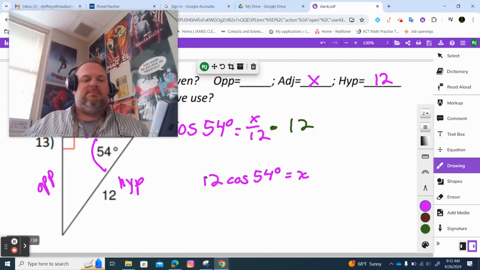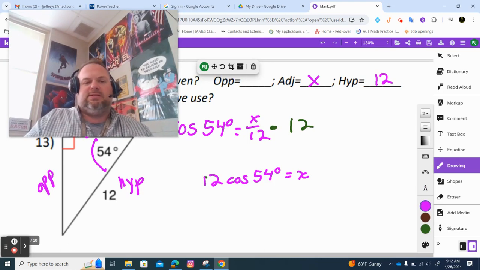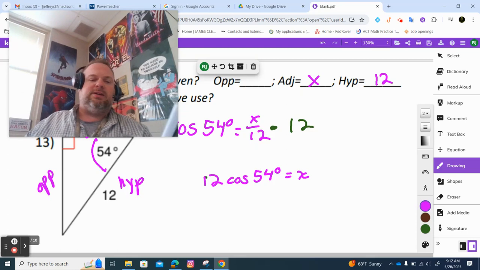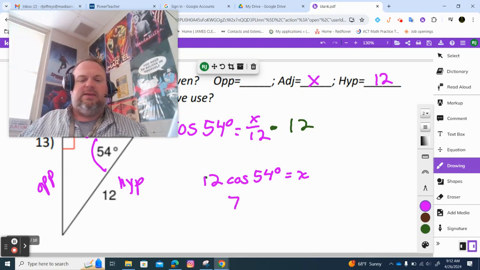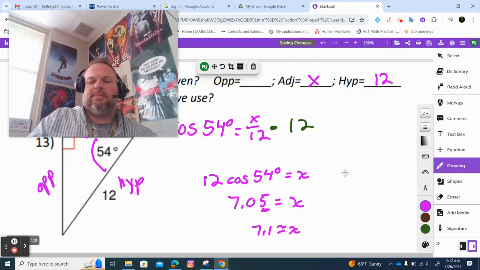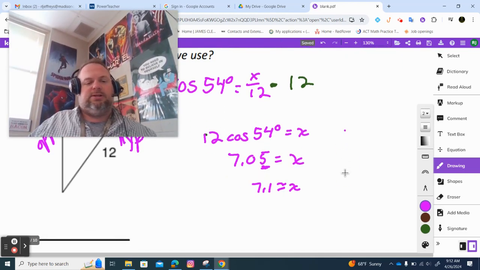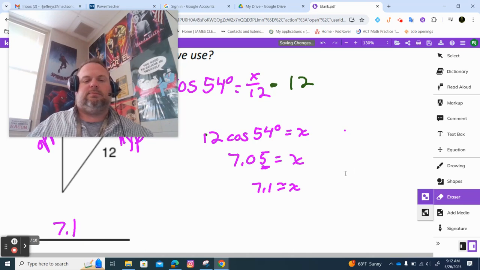And then I didn't say which way to round, so it doesn't say to round to the nearest tenth or anything, does it? Round to the nearest tenth. All right, so we get 7.05. Since this is 5 or higher, 7.1 is our x. There we go.